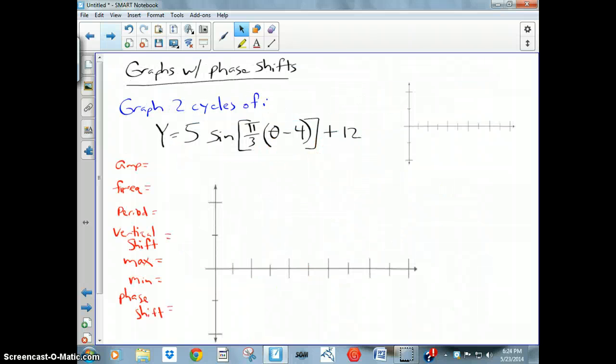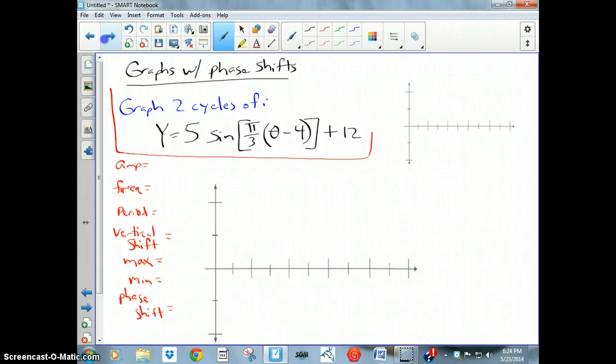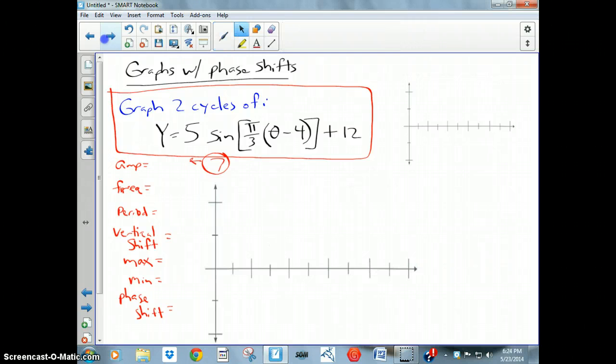All right, here we go. Hopefully you've got a sheet of graph paper, or you can draw this out. But what we're going to do is we're going to graph two cycles of this equation right here. All right, so here we go. When you graph, the first thing you need to do is list the 7 key pieces of information, which is what I've written in red.